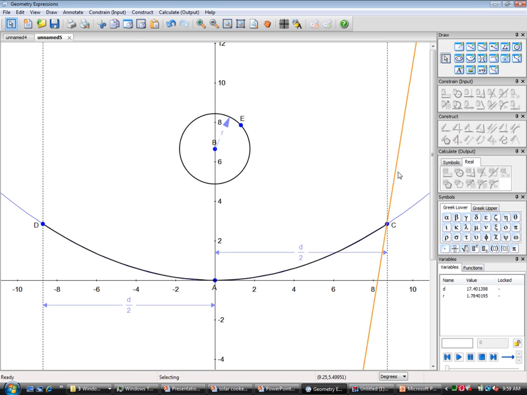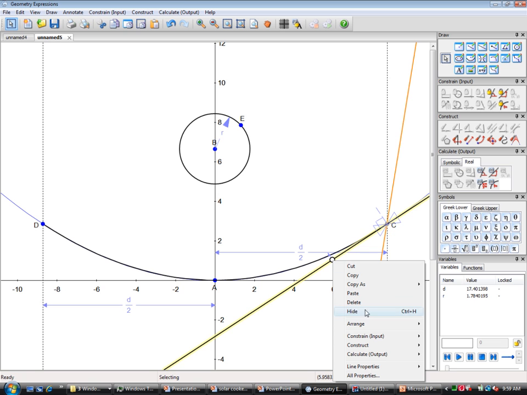So now we need to reflect the light in the parabola. Well, we can't reflect in a curve in Geometry Expressions, but we can reflect on a line, so we need to create the tangent line to the parabola. No, that's not what I did. Let me do that again. Select the point and the parabola and construct the tangent. There we go. Again, let's make that a little bit thinner.